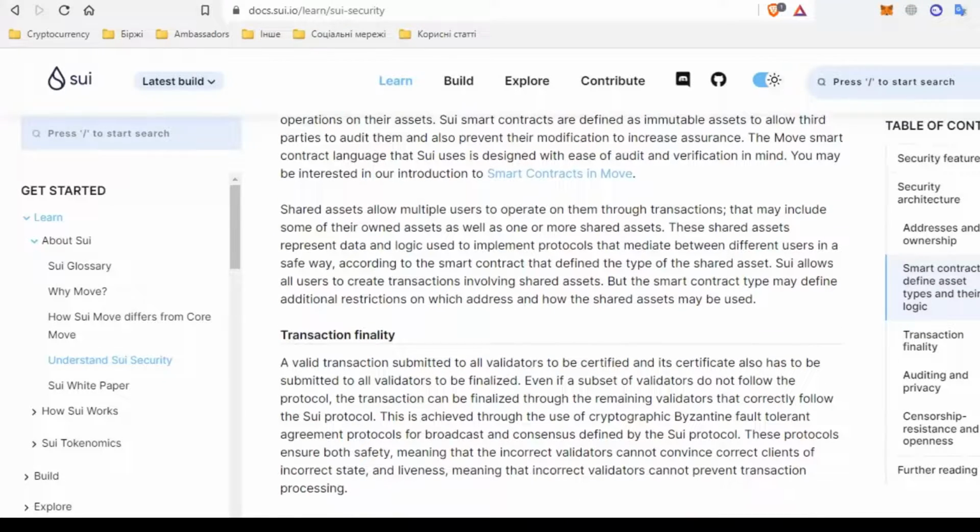Next is the finality of the agreement. Any valid transaction will be sent to all validators for certification. Even if some validators don't follow the protocol, the transaction can be completed with the help of the part of validators that follows the protocol. This is achieved through the use of cryptographic Byzantine fault-tolerant protocols defined by the SUI protocol. They ensure security and cannot prevent transaction processing by wrong validators. The execution of the transaction may not be successful only if not enough gas has been spent in the smart contract's conditions to pay the cost.